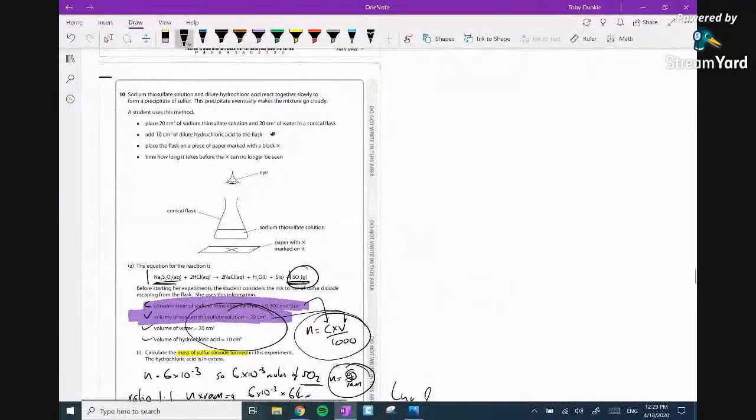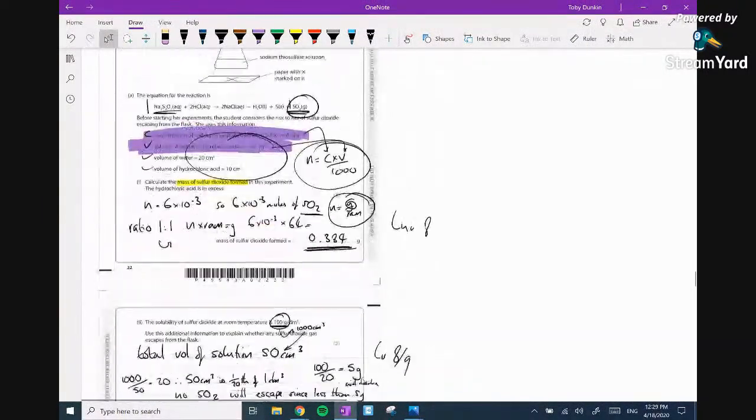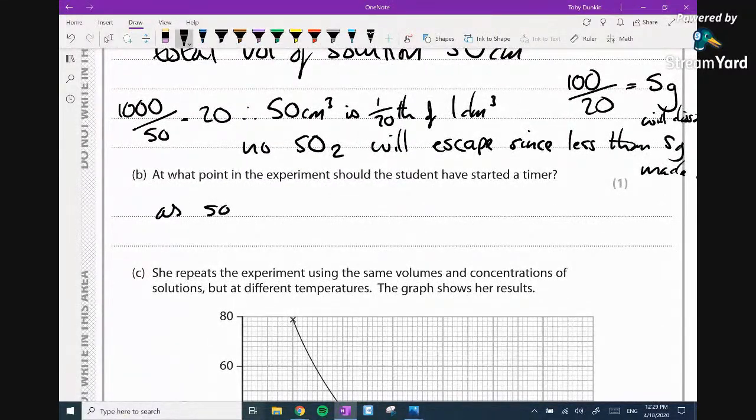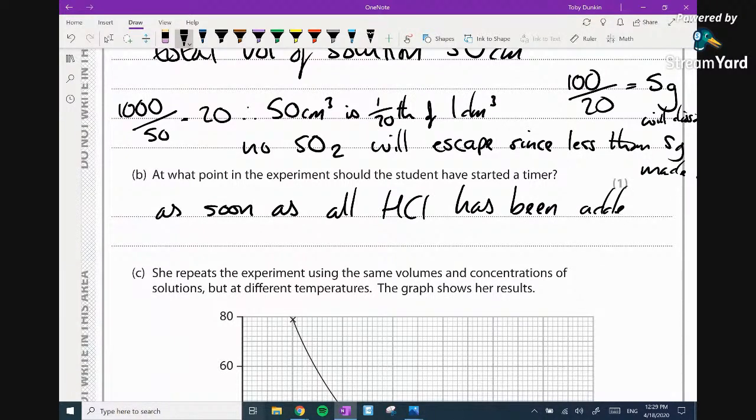As soon as that acid goes in, the reaction starts. That's the first time, by the way. So as soon as all HCl has been added. Some students might say, well, can't you say when she puts it on the X? Well, no. The reason for that is that the reaction is still going on, even though it's not sitting on the X.